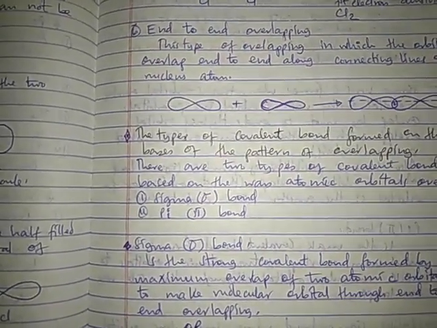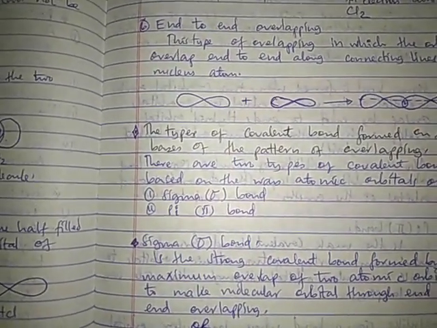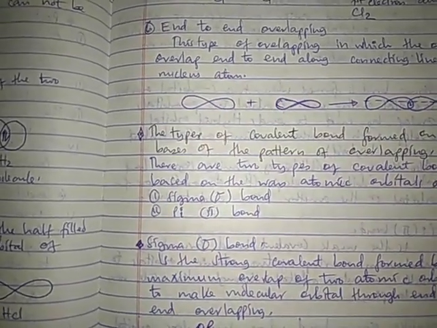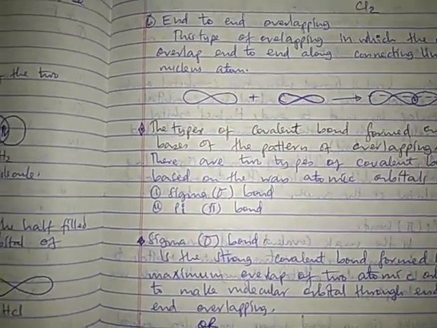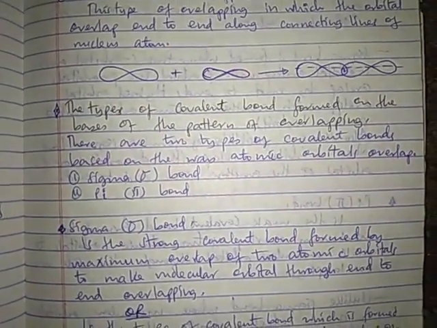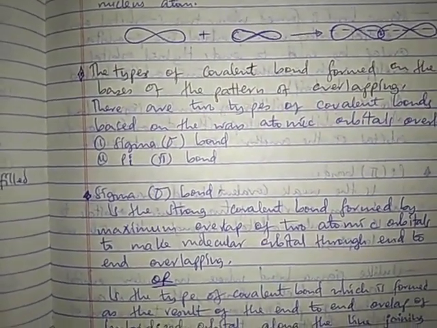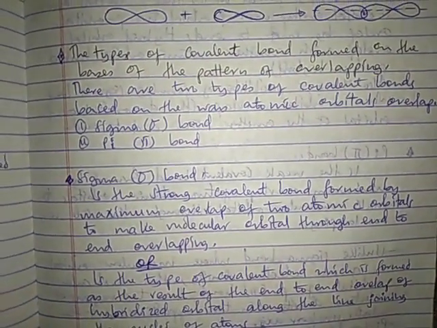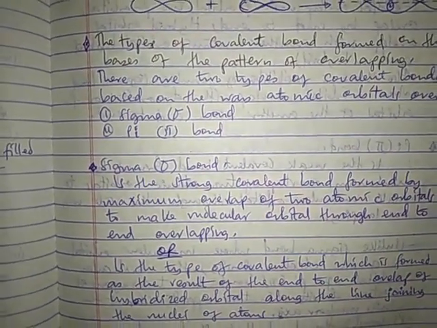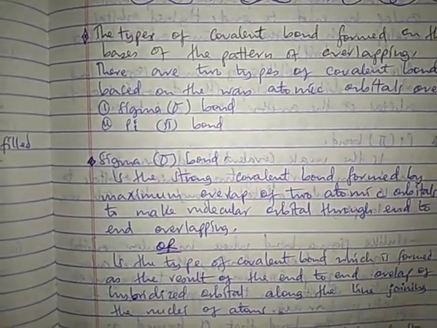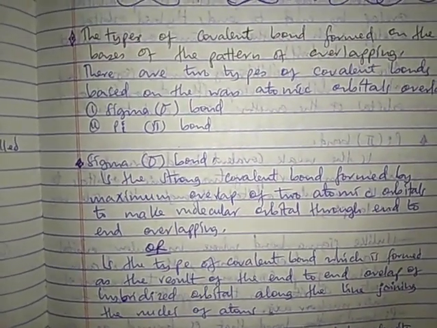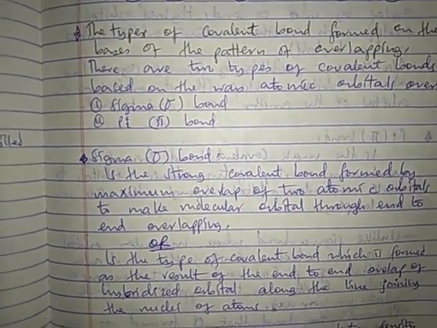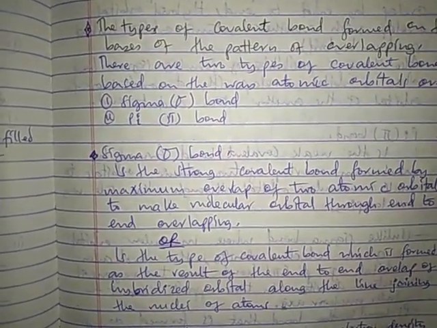Now, two types of covalent bond are formed based on the pattern of overlap. We have the sigma bond and the pi bond. So, based on the pattern of overlap, we have two types of bonds formed. As we discuss these types of bond, we shall see which one is a result of which type of overlapping.